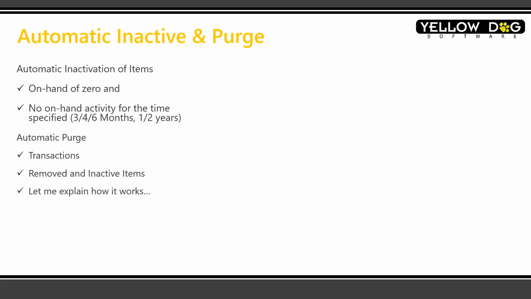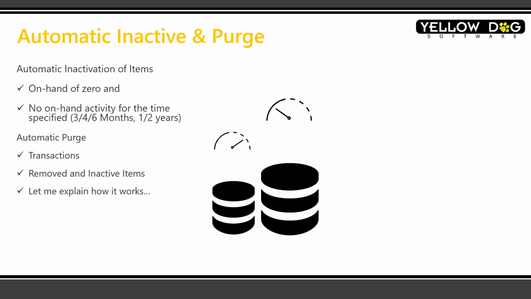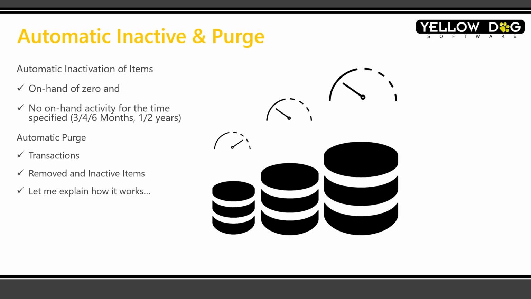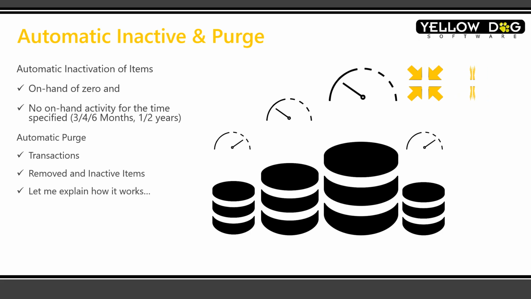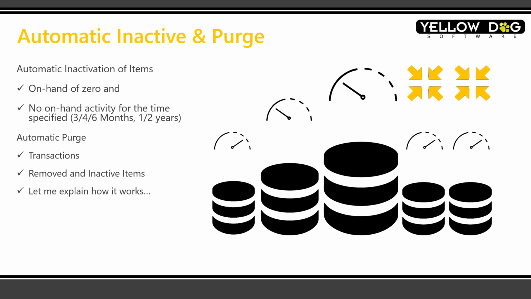Let me explain how this works. So initially, the database was small and everything was very quick. But over time, the database has grown and certain functions have gotten slower. With Purge, we can now add an ability to go through and remove outdated transactions to get your system back up to its optimal speed and performance. The purge can also be automatically performed to keep your database at that small size to keep your operations going quickly.